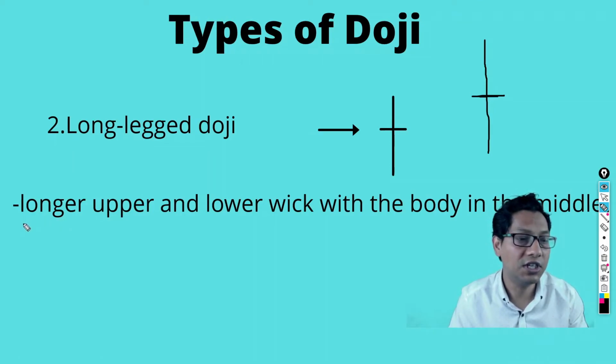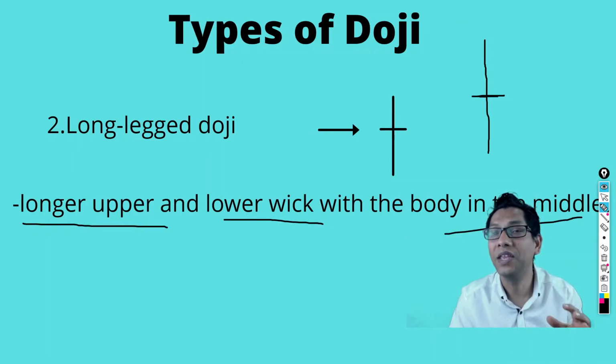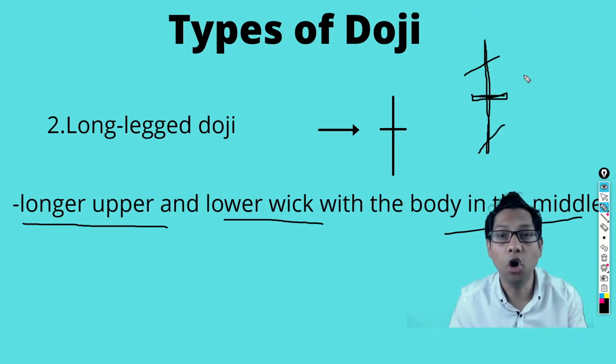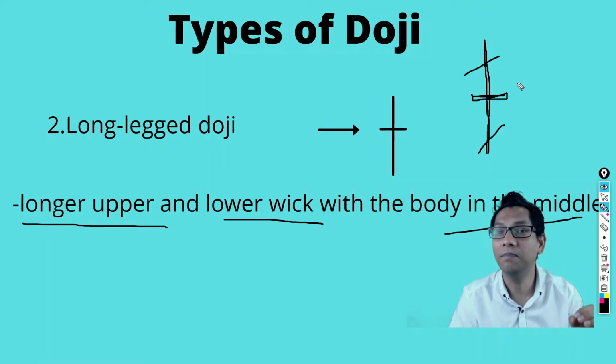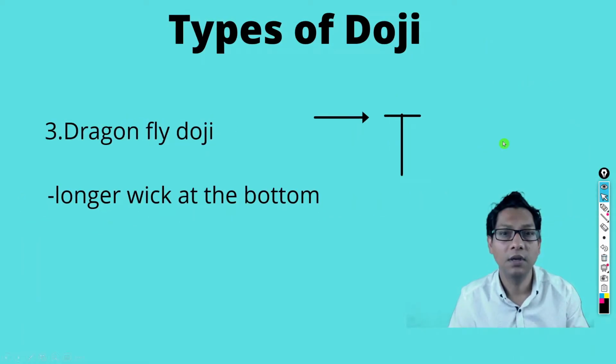So the definition is longer upper and lower wick with body in the middle. Now this body can be aligned or it can be a smaller body, but the condition is it has to have a longer wick at the top and at the bottom. So that is what we can say long-legged doji.